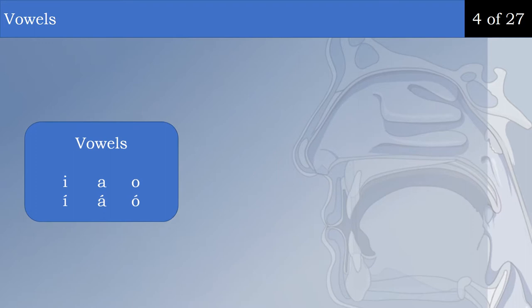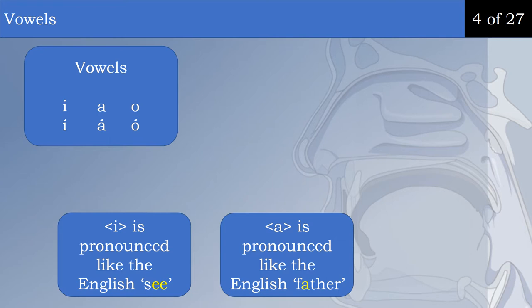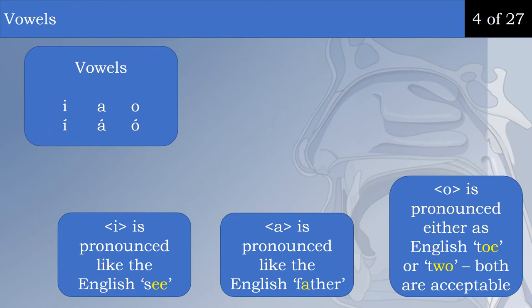The I vowel in Blackfoot is pronounced like the E in the English word see. The A vowel is pronounced like the A in father. And the O vowel has two pronunciations, either as English toe or two. Both are perfectly acceptable, as we'll see in the next slide.